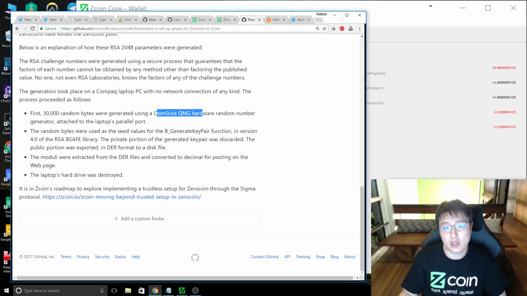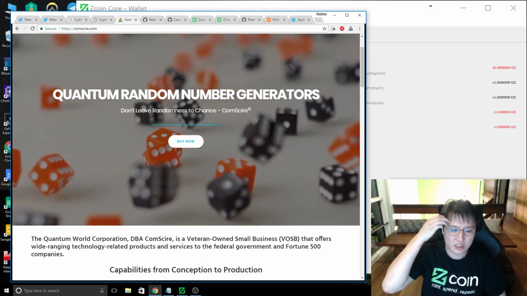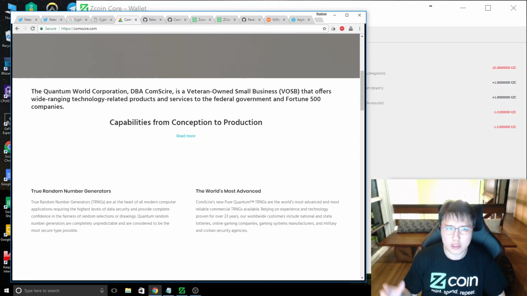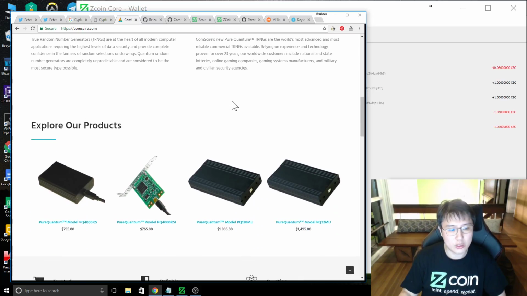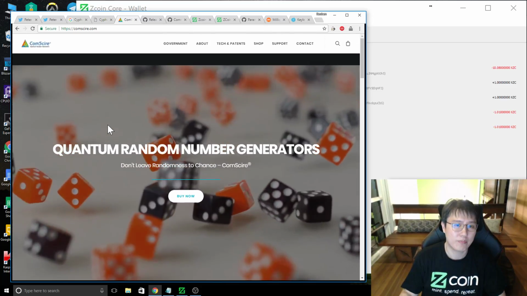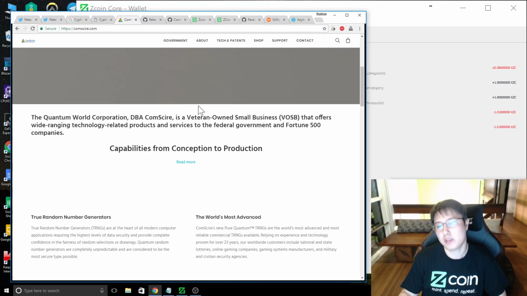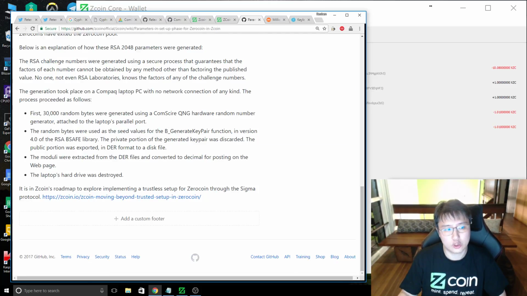And what is a ComScire QNG hardware random generator? I didn't know myself, and I looked it up and was very impressed. They are quantum random number generators, basically using quantum physics to generate truly random numbers. Random numbers are really important in cryptography. It's probably beyond my pay grade to explain why, but usually one of the key things in cryptography is the random number generator. These are considered the industry leader, used by very important Fortune 500 companies. So this is probably the best random number generator you can get, and it was indeed used in our parameter setup. So you don't have to worry whether the numbers were truly random or not.